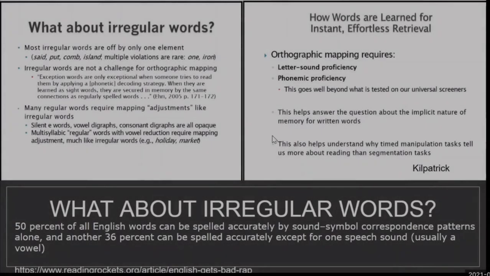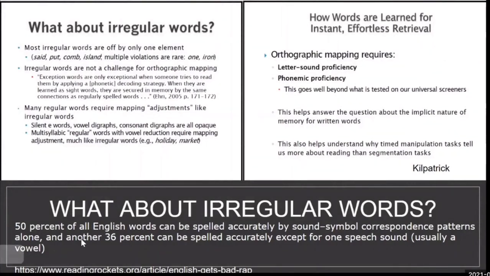So we're going to talk now about the irregular words. Basically 50% of all words are accurate by sound symbol correspondence, and about 36% more have one sound that's different. That's maybe irregular. And then about 4% are truly irregular, and the rest are based on language. So it's like a French word, so that's why. So that's why this becomes so critical.